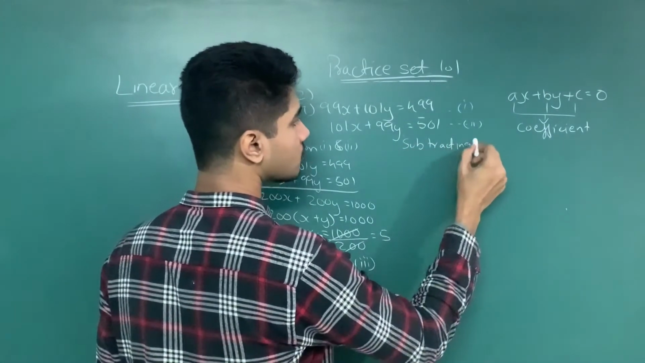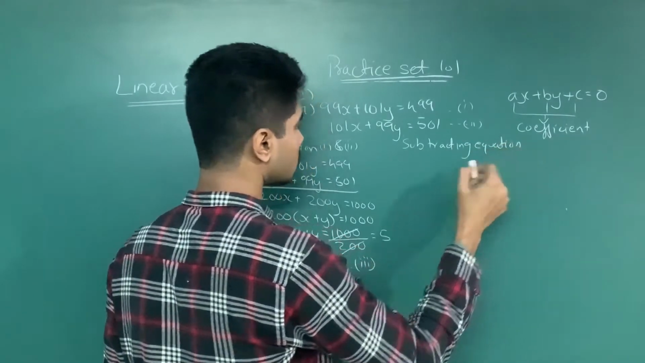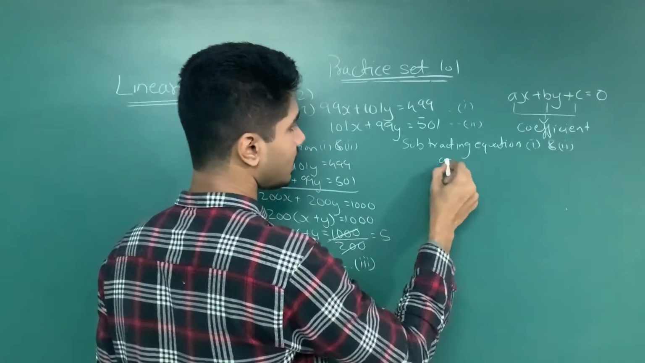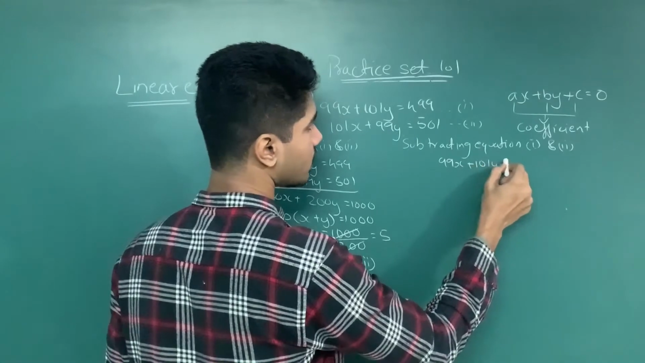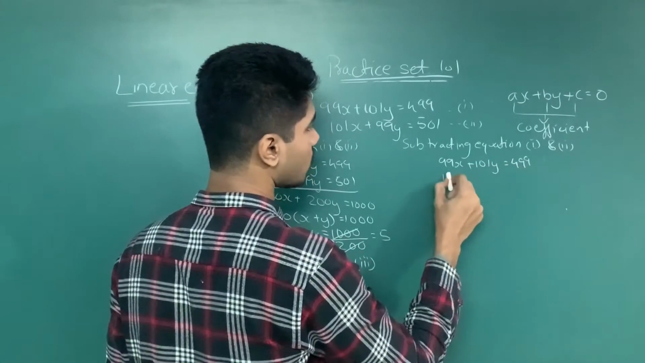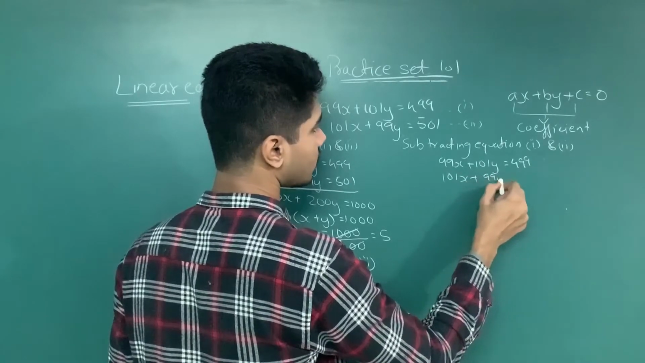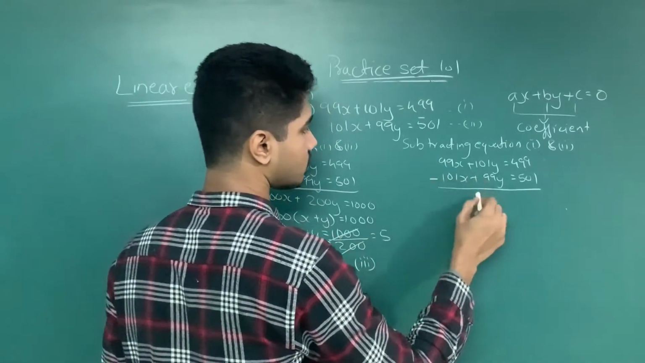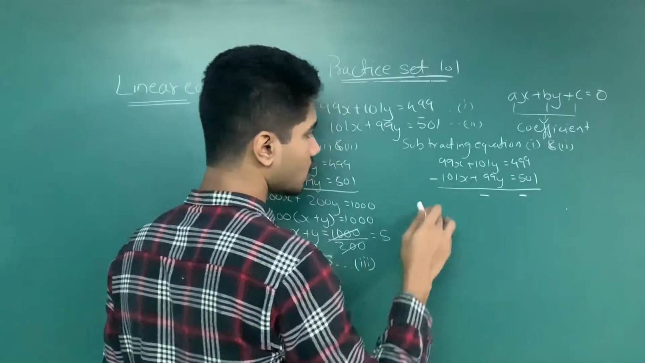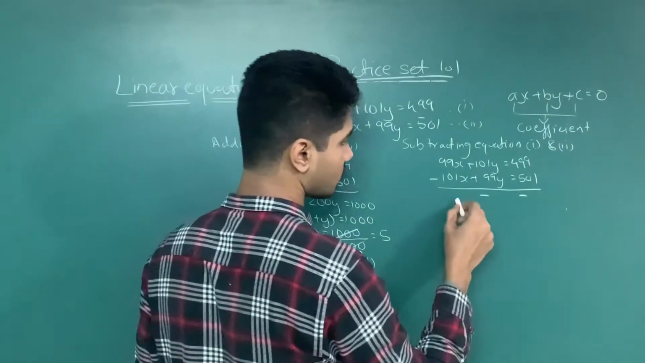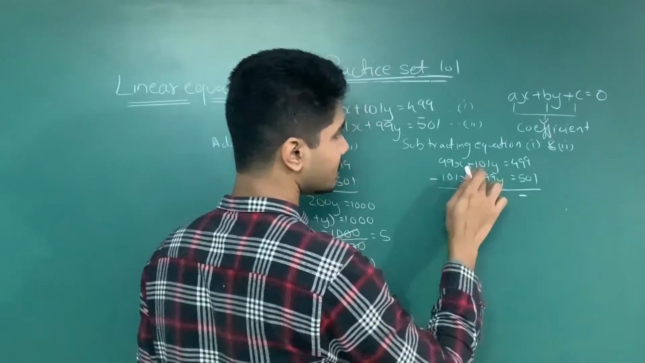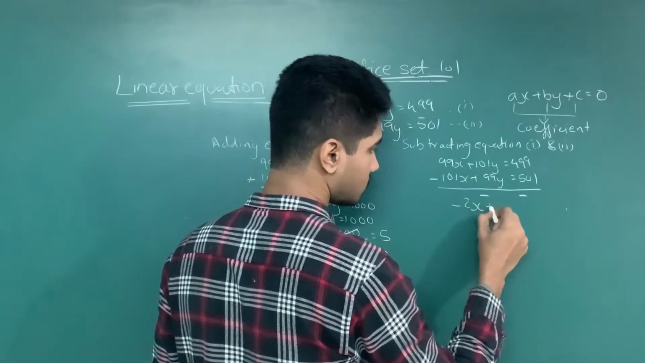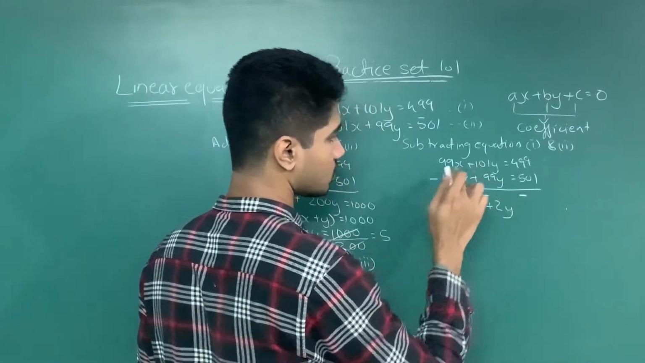Subtracting equation 1 and 2. So 99x plus 101y is equal to 499, and 101x plus 99y is equal to 501. If you subtract here, the signs change. So 99x minus 101x will give me minus 2x, and 101y minus 99y will be plus 2y, because the plus sign is on the bigger number.